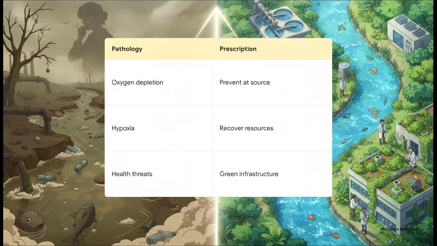Let's summarize everything we've talked about in this explainer. On one side of the equation, we have the pathology, the illness we diagnosed earlier. Water pollution suffocates rivers, kills aquatic life via hypoxia and thermal shock, and severely threatens public health. But on the other side, we have our prescription, our engineering toolkit. We can prevent pollution right at the source. We can design closed-loop systems that recover and reuse resources, and we can build green infrastructure that works symbiotically with nature. The solutions are entirely within our reach.